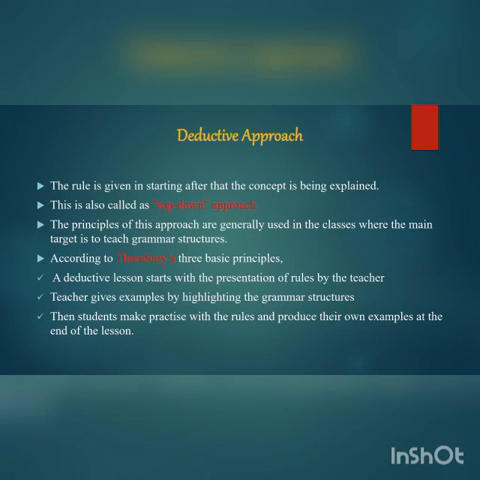Deductive approach. The rule is given at the start, and after that the concept is explained. This is also called the top-down approach. The principles of this approach are generally used in classes where the main target is to teach grammar structures. According to Thornbury's three basic principles, a deductive lesson starts with the presentation of rules by the teacher. The teacher gives examples by highlighting the grammar structures. Then students practice with the rules and produce their own examples at the end of the lesson.